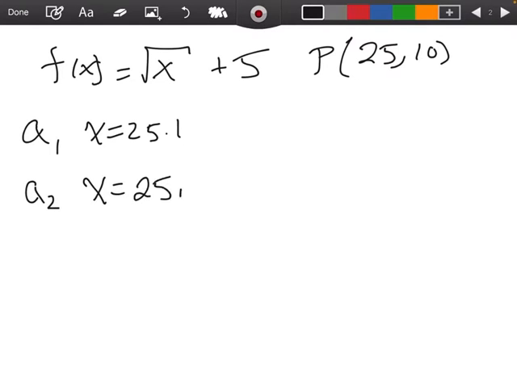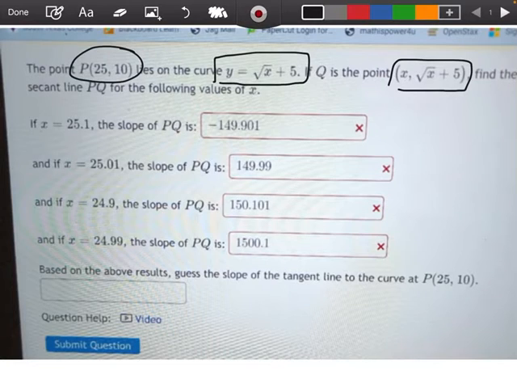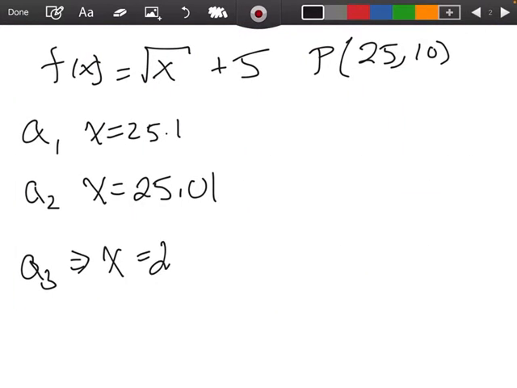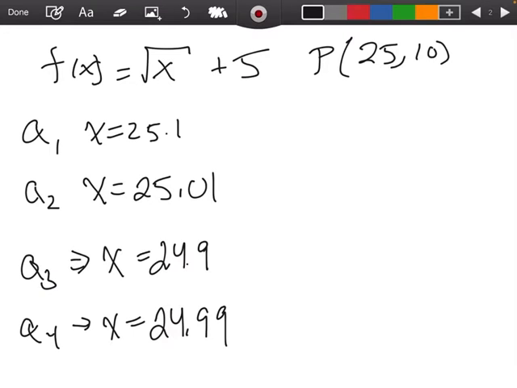This is 25.01. Q3, the x value is, what was it? 24.9. And Q4, the x value was 24.99. Okay, so let me go ahead and find the y values. And so we'll do it like this.